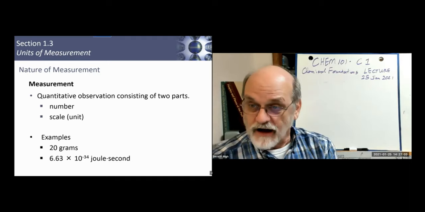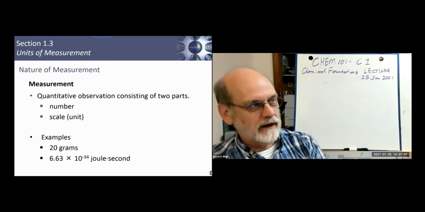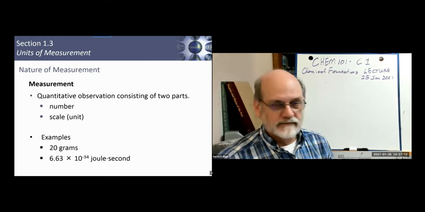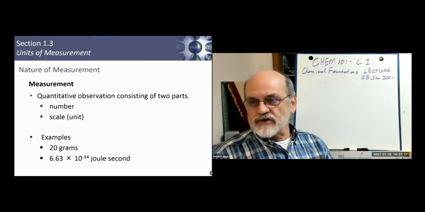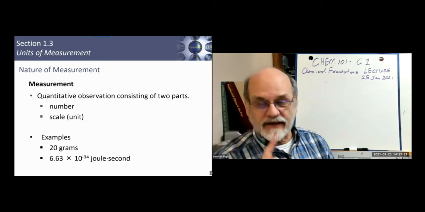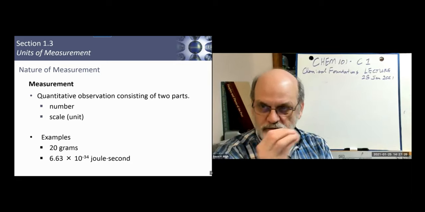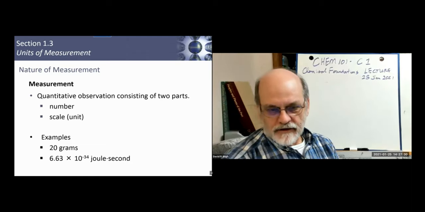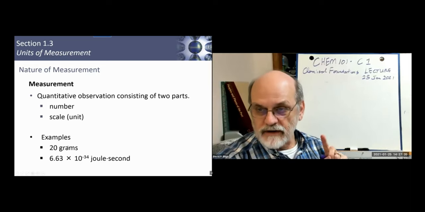But that number by itself as a measurement means nothing. Like if I said I were 200, I'm 200. What does that mean? You don't know what it means. There's no unit of measure going with it. If I said I were 200 pounds, now that makes sense. I've been measured to weigh 200 of this unit of measure, pounds. So every measurement has a number and a scale unit.